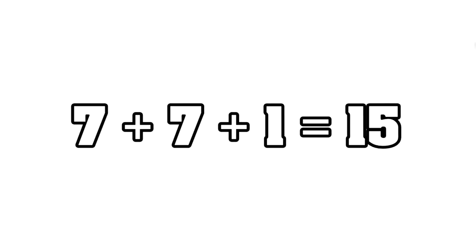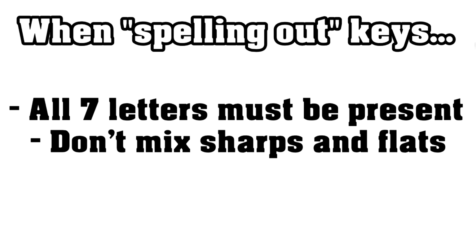So, 7 potential sharp keys, plus 7 potential flat keys, plus the 1 natural key that doesn't have any sharps or flats in it, which is the key of C major, that results in 15 potential major keys. So another thing to keep in mind when you're determining the 7 unique notes for any given key is that you have to have all 7 notes of the musical alphabet present: A, B, C, D, E, F, and G. You also typically don't want to mix sharps and flats together. That's why we have sharp keys and that's why we have flat keys.